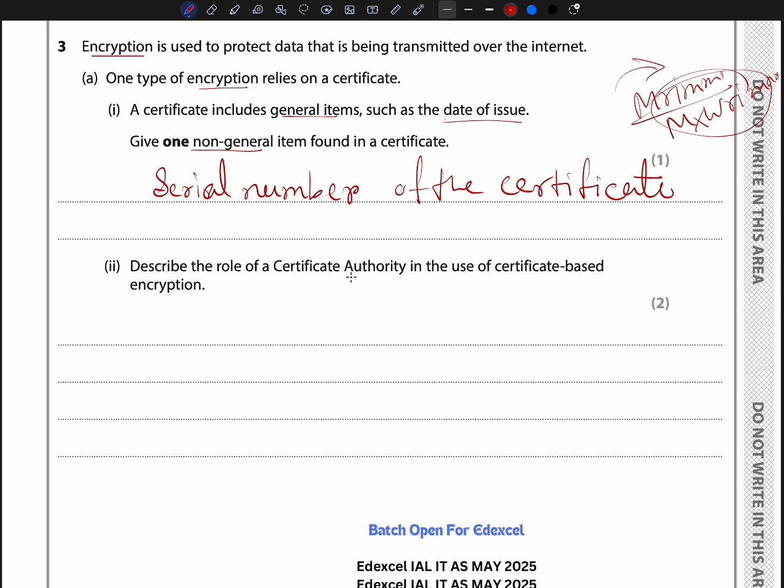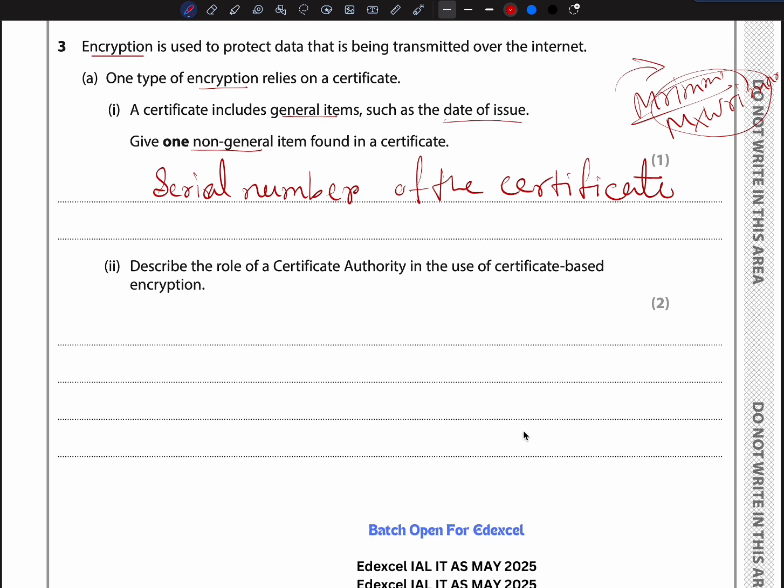So what is the role of the authority? What are they doing in the use of certificate-based encryption? For this one, the role of the certificate authority is like when we give our 1 level exam, they provide us a certificate, right? And there is a serial number. So their role, they provide us a serial number. And then when we go for any type of university, we submit our certificate. So that type of university, they have a certificate authority.